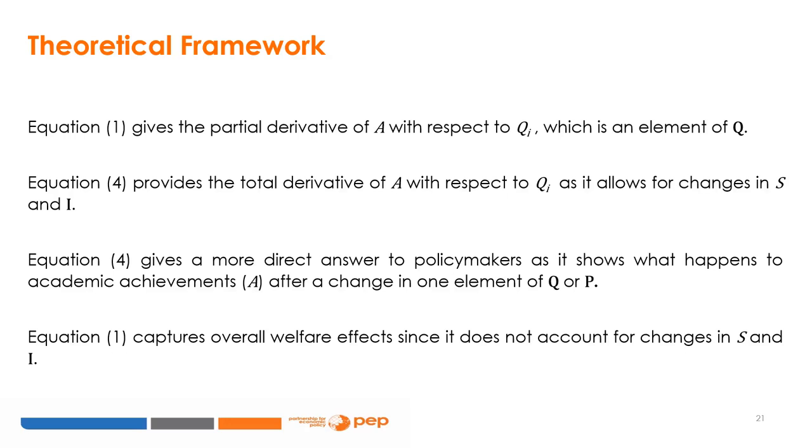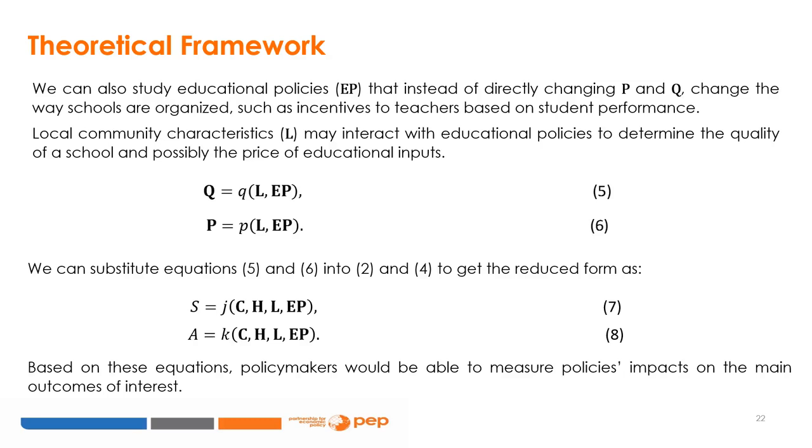Although equation 4 gives a more direct answer to policymakers as it shows what happens to academic achievements, A, after a change in one element of Q or P, equation 1 may also be important as it captures overall welfare effects, not accounting for changes in S and I. We can also study educational policies, EP, that, instead of directly changing P and Q, change the way schools are organized, such as incentives to teachers based on students' performances.